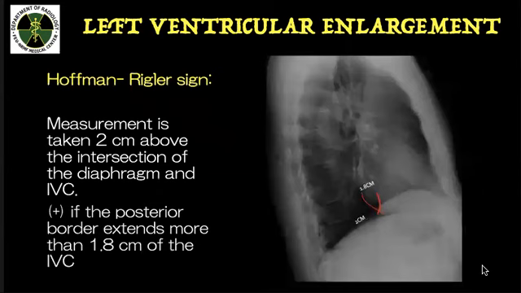We also have this Hoffmann-Rigler sign. So the measurement is taken 2 centimeters above the intersection of the diaphragm and the IVC in this area. Positive if the posterior border extends more than 1.8 centimeters of the IVC. Okay, so you have a positive or left ventricular enlargement if you have a positive Hoffmann-Rigler sign. So take note of the measurement. That's your Hoffmann-Rigler sign.